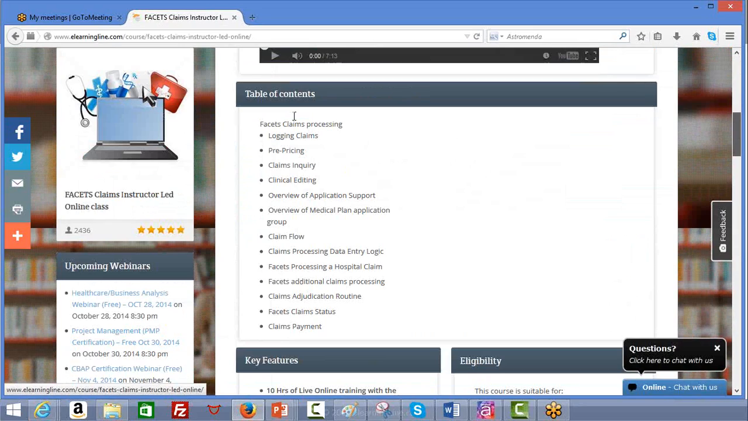If you are working as a quality assurance analyst, then logging a claim is a very important factor for you, because you will be doing it a lot as a QA. So the course is structured in such a way that it helps all different types of jobs and the skill sets where people are seeking this type of knowledge. It will also talk about how the pre-pricing works. If you are looking for the claim inquiry, where you are trying to search for some claim, how you will look that up, and then how the clinical edits work.